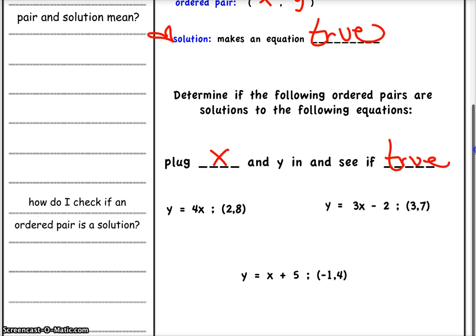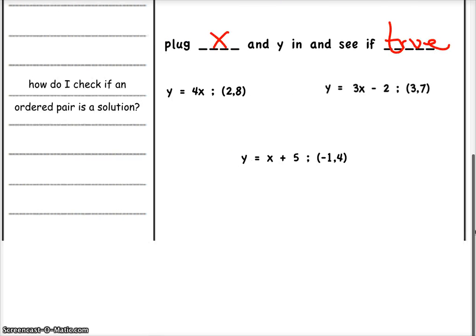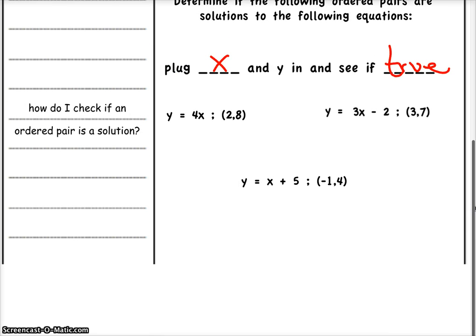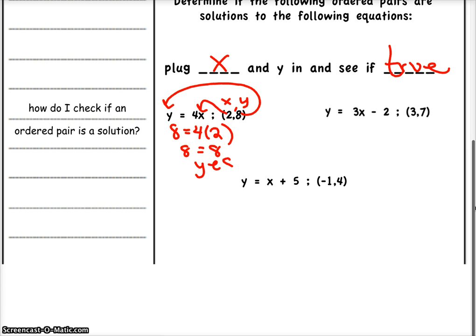So, for y equals 4x, what some students need to do at first, and you won't always need to do it, you'll have to write the x and the y down. Remember, the first number is the x, the second number is the y. So the x goes to the x, the y goes to the y. I write it down. Does 8 equal 4 times 2? Yes or no? Does 8 equal 8? Yes, it's a solution. It's true.